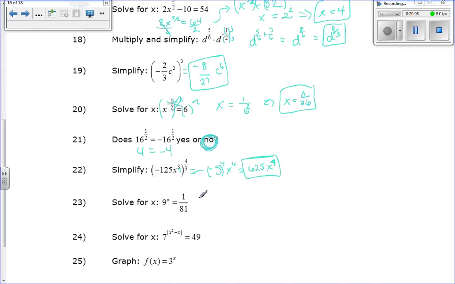For number 23, we need to get our bases the same. So 9 to the x equals, well, 81 can be written as 9 to the second, because it's in the denominator, so 9 to the negative second. So that means that x equals negative 2.